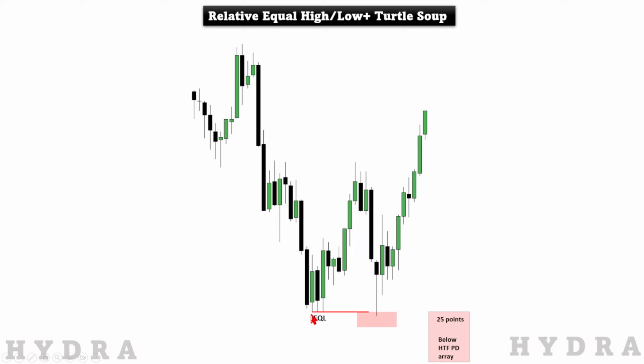So if you can spot a higher time frame discount PDRA right here, you will put your stop loss below the higher time frame PDRA. But if you cannot spot the higher time frame PDRA, then your ideal stop loss will be 25 points. Okay, 20 to 25 points. It depends on what you are watching near here.